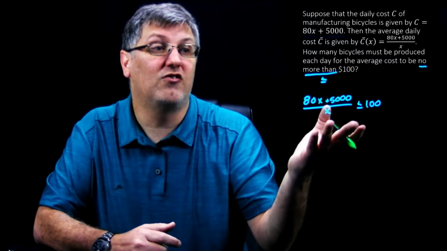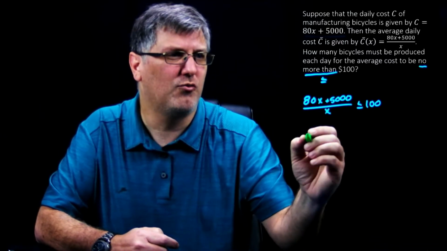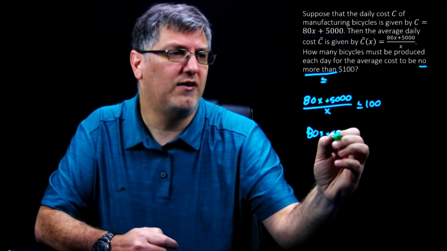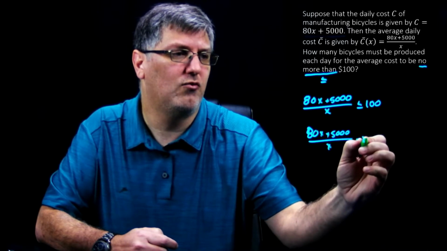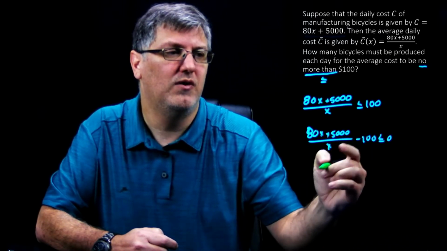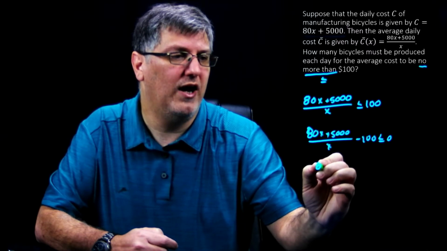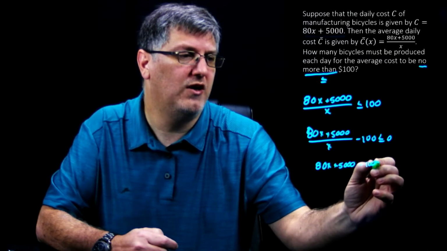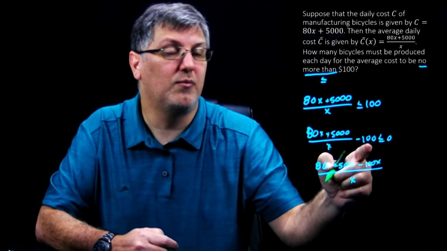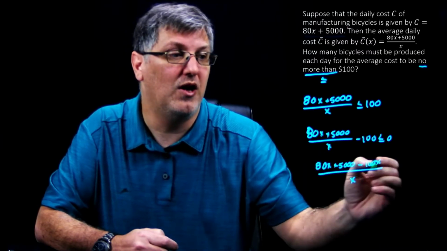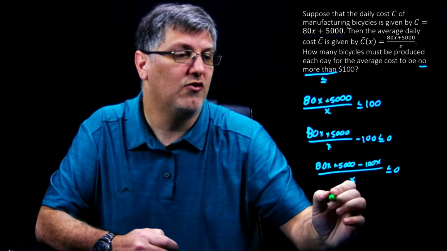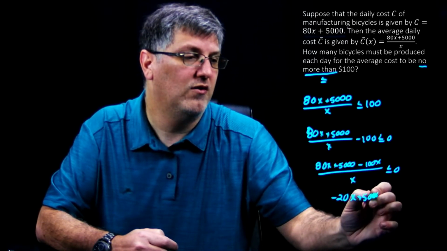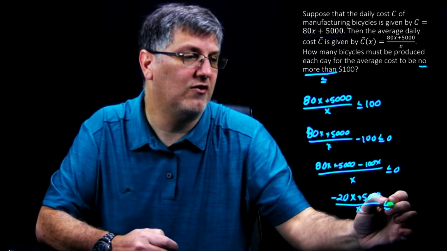And then from here, let's solve this. I'm going to subtract my 100 from both sides. So I have (80x plus 5,000) over x minus 100 is less than or equal to 0. We have to subtract fractions, so we're going to do 80x plus 5,000 minus 100x over x, simply because 100 would be 100x over x for a common denominator, is less than or equal to 0. So I have negative 20x plus 5,000 over x has to be less than or equal to 0.